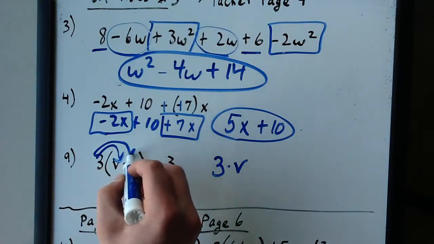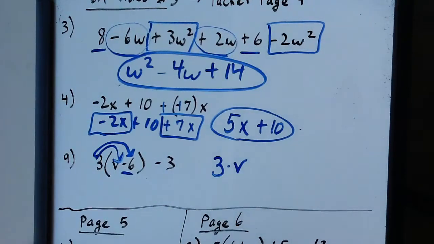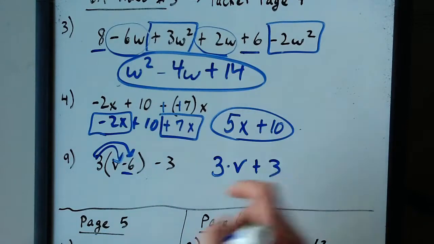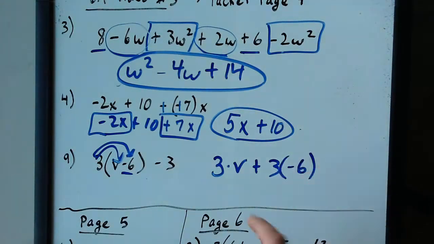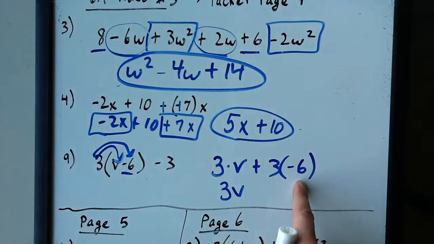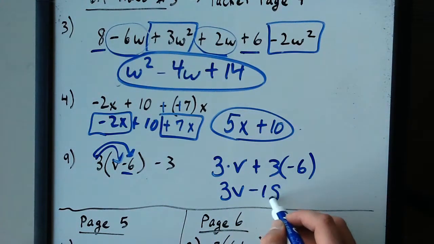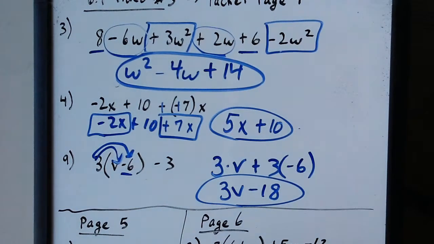And then I have 3 times the second term, which is negative 6. Remember, that minus sign means negative. So that positive 3 is being multiplied by a negative 6. 3 times v is 3v, and 3 times negative 6 is negative 18. So I put minus 18. And that's my simplified expression, 3v minus 18.